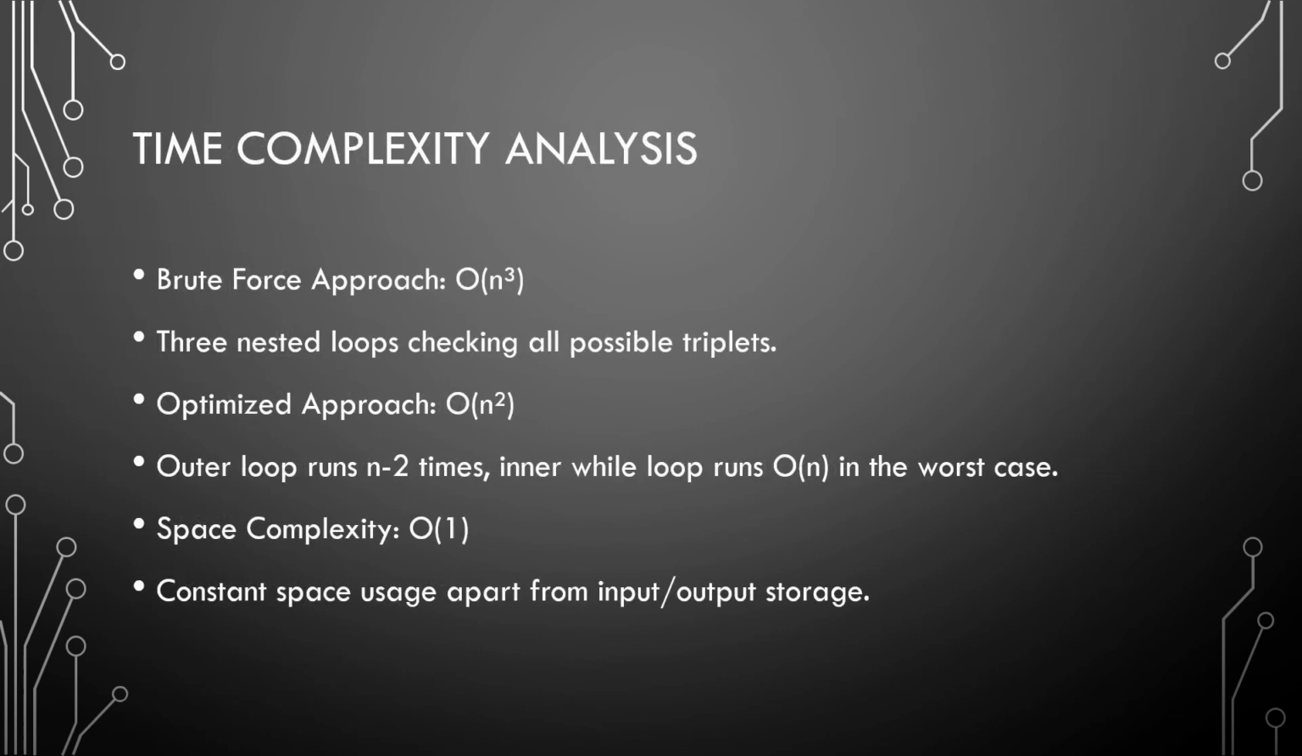Now let's analyze the time complexity. The brute force approach with its three nested loops runs in O(n^3) time. However, by using the two-pointer technique, we reduce the complexity to O(n^2), as we only need to traverse the array once while adjusting the pointers. The space complexity remains O(1) since we only use a constant amount of extra space.